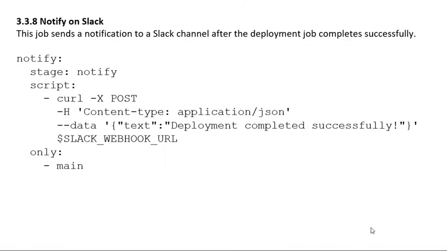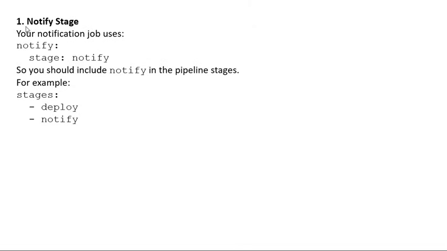Let's check the example and explain all the steps. The first step is the notify stage. The notification job uses notify as its stage, so you should include notify in the pipeline stages, for example: stages: - deploy - notify.